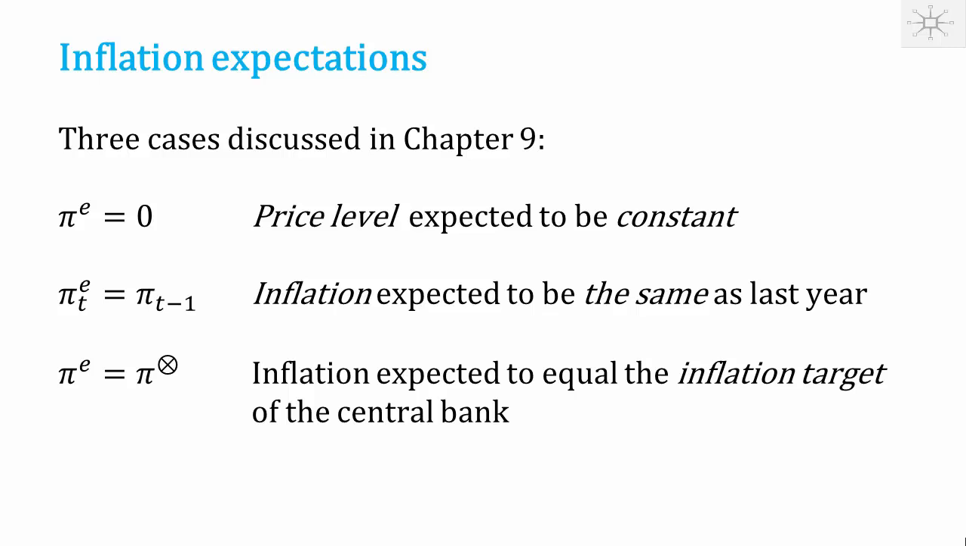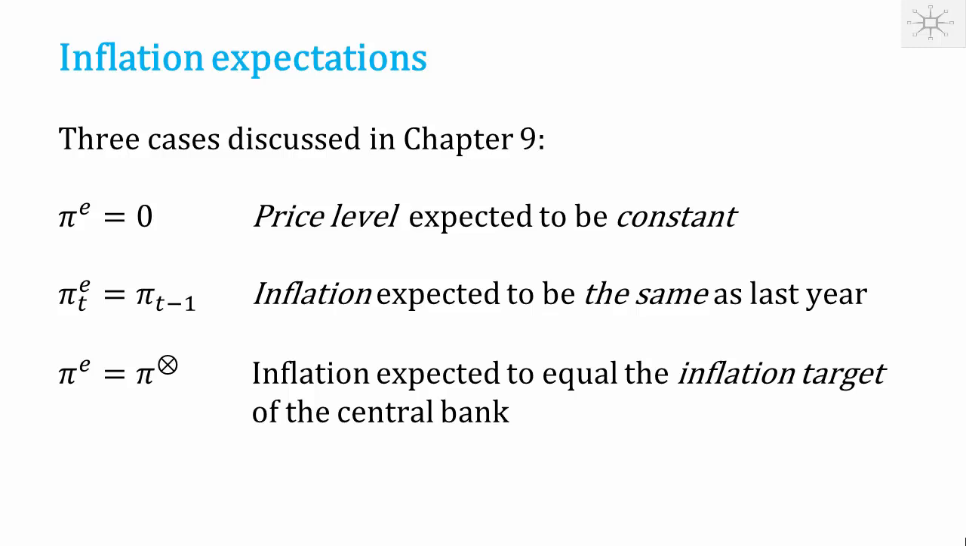And the first case is the possibility that people don't think there will be any inflation. Another possible assumption about expectations is that people think that inflation will be the same as the previous year. They maybe read in the newspapers that inflation was this, and then they expect it to continue on that level. A third possibility is that you have a central bank which has an inflation target, which I denote by pi with this little p on its side. And then we're not talking about the price of pizza now. We're talking about the general price level.